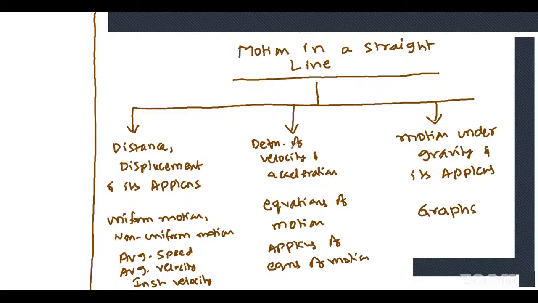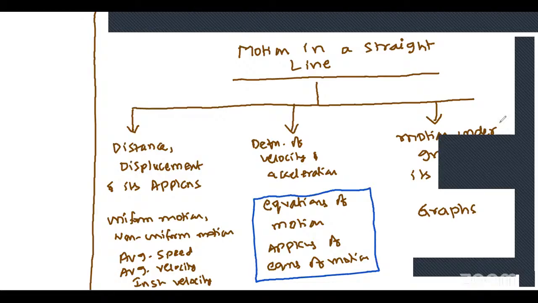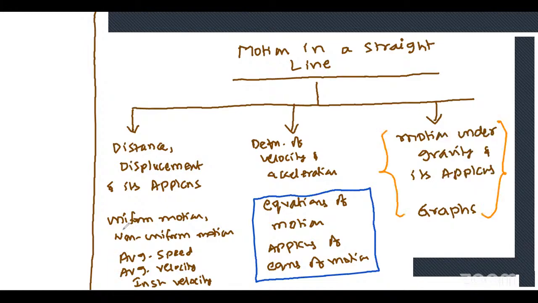You can see out of these topics, mostly every time in the NEET or in the JEE Mains, they are asking on average speed or average velocity and instantaneous velocity. Some years they asked on the equations of motion and its applications. Recently, they're asking on motion under gravity and graphs. These are the important topics.